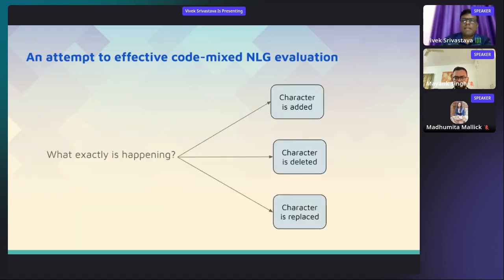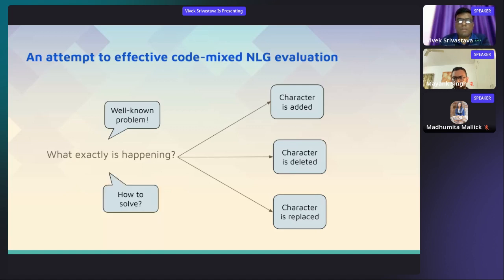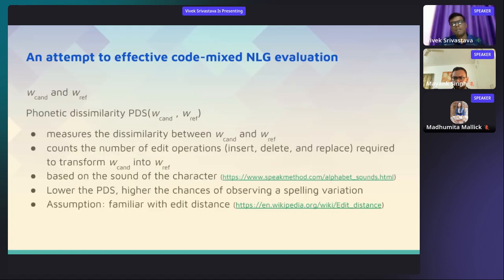So what exactly is happening here? Either a character is deleted, added or replaced, and this is a very well-known problem in computer science, so we try to look at it from the edit distance perspective. The only catch here is that what we try to address is based on the sound of the character and not really just on the spelling, so how a particular word or character is sounded.